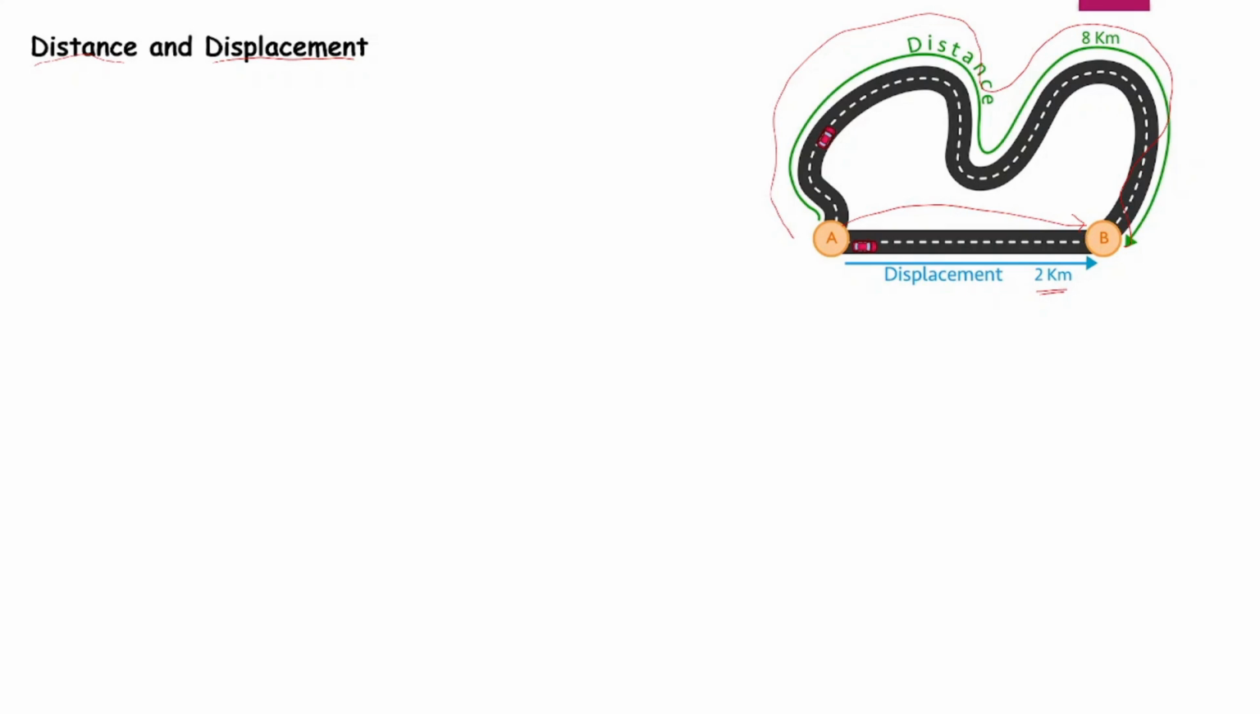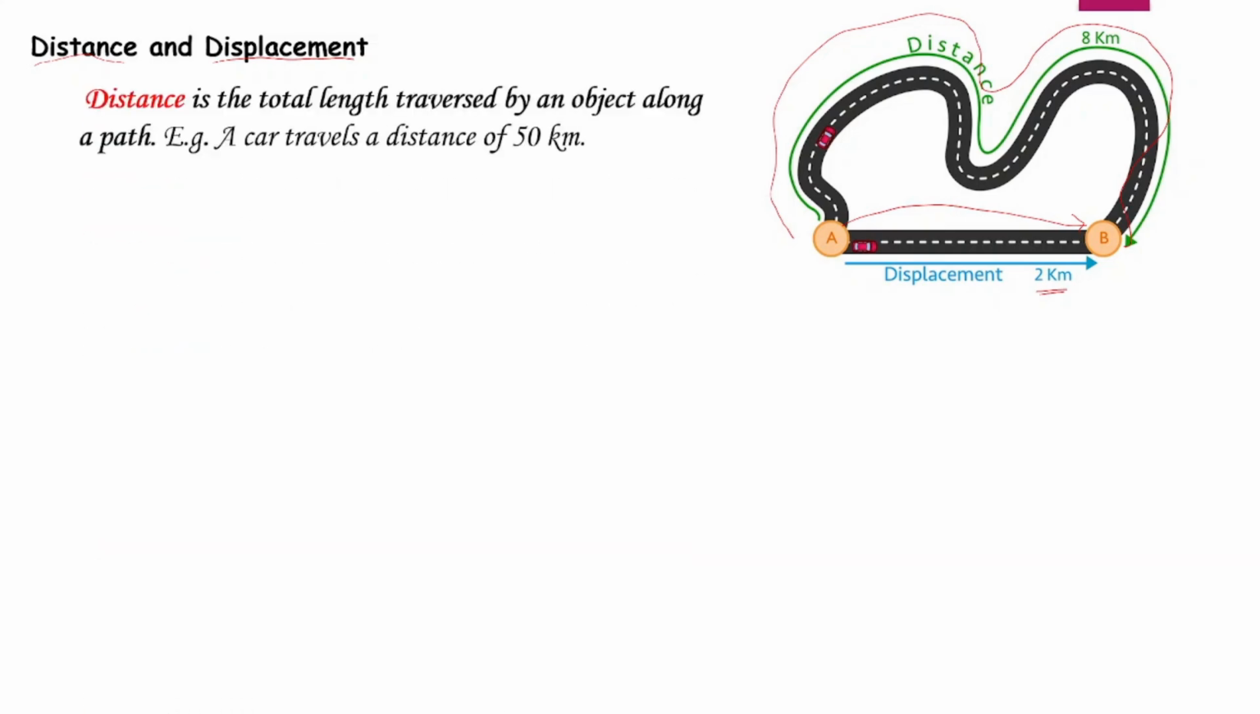And what is the difference between distance and displacement? Still a mystery. Wait. Okay. So distance is the total length traversed by an object along a path. A car travels a distance of 50 kilometers, means that the length traveled by this car is 50 kilometers. We don't consider if it is a straight road or a zigzag road, nothing is considered. Only the length traveled.